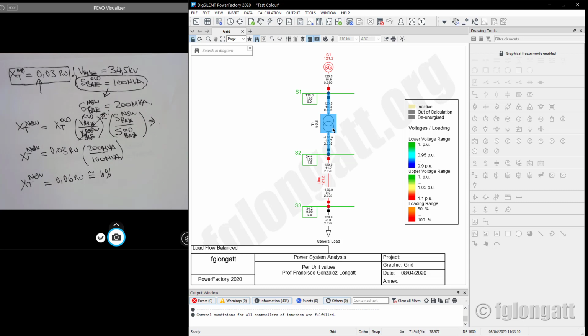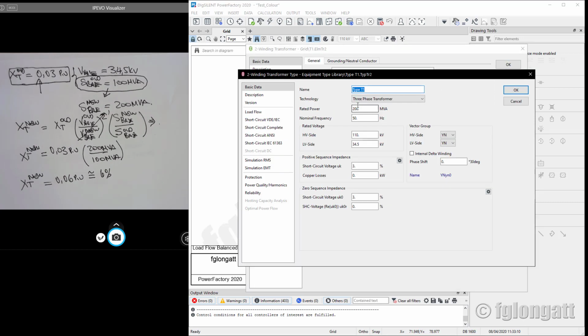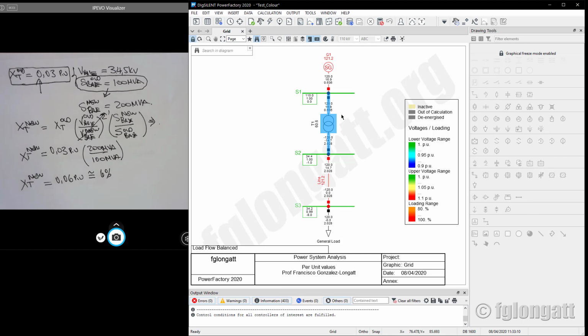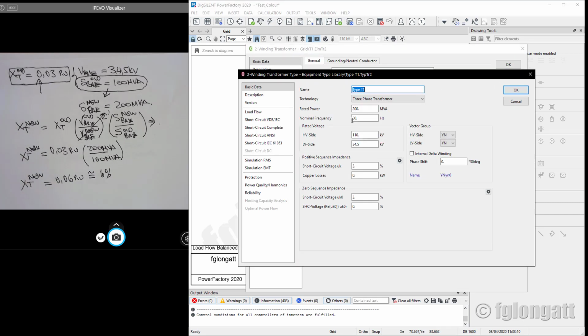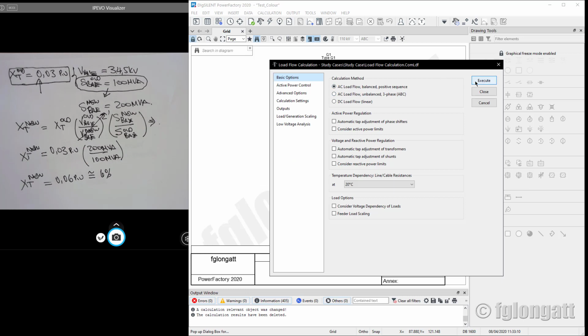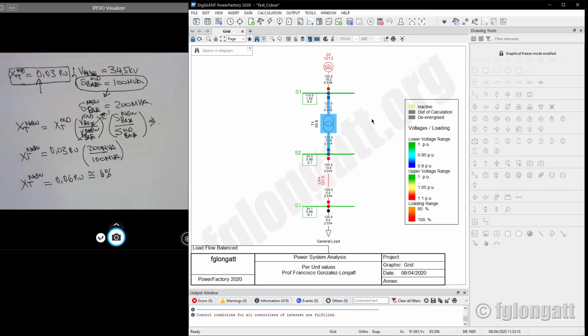Because you increase the rated power, and when you increase the rated power here, you change the color. Yes, you solve a problem, but you are changing the transformer. And to keep the per unit values, you need to put over here 6%, and now you will get the proper results. Okay?